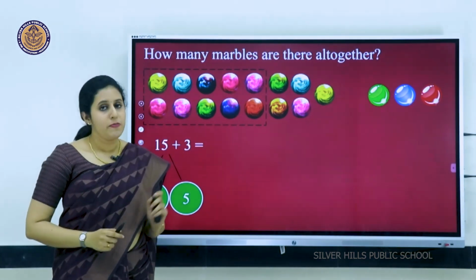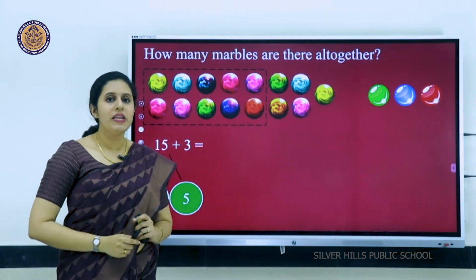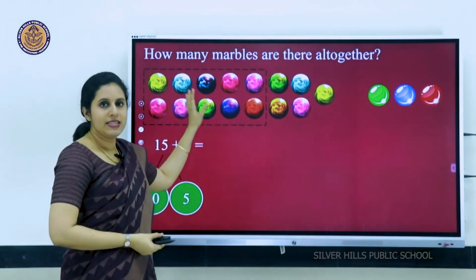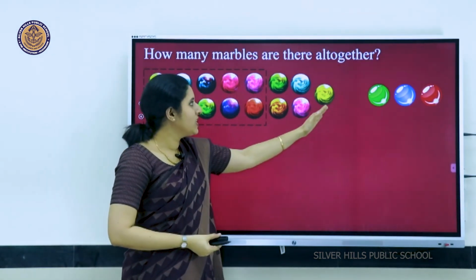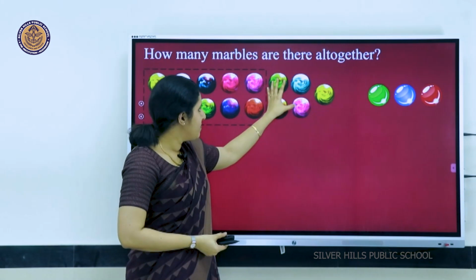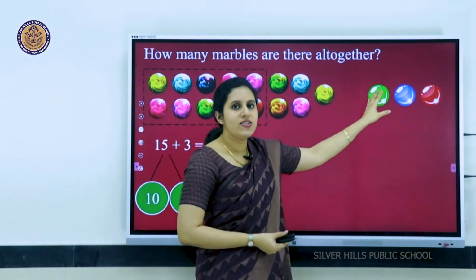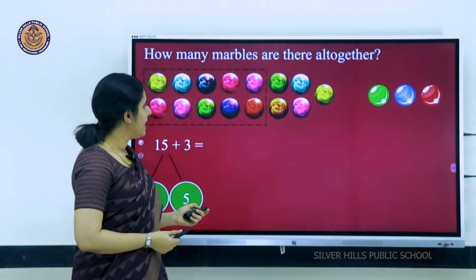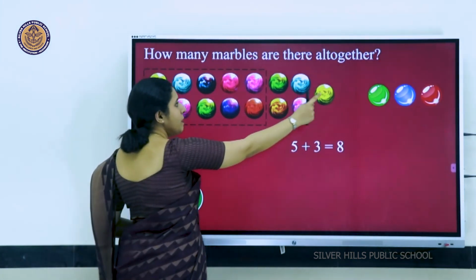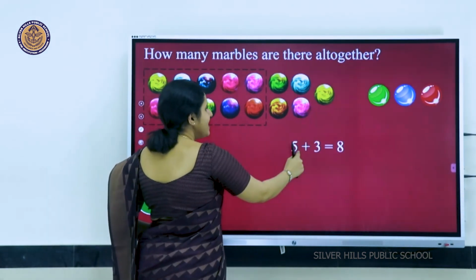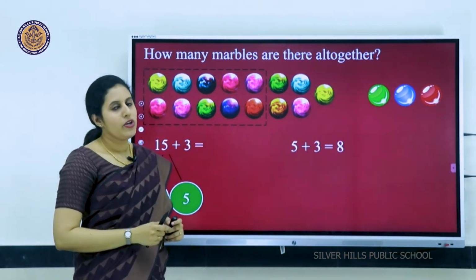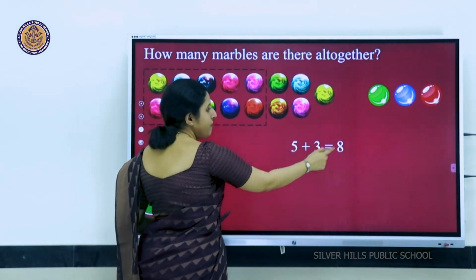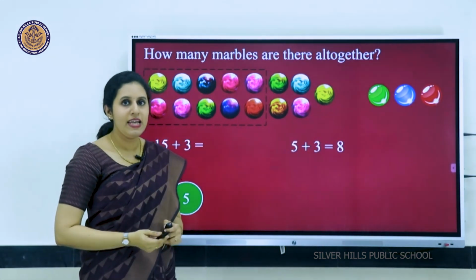Now the problem is not over yet. We are going to see how many marbles there are all together. Now anyway, inside the group you know there are 10 marbles. Outside this group how many are there? Yes, you can see 5 here and you can see 3 here. So outside the 10 group, how many marbles are there? Yes, 5 plus 3 is equal to 8. You can do the addition in whichever way you want for finding the answer of 5 plus 3. Yes, you know 5 plus 3 is 8.